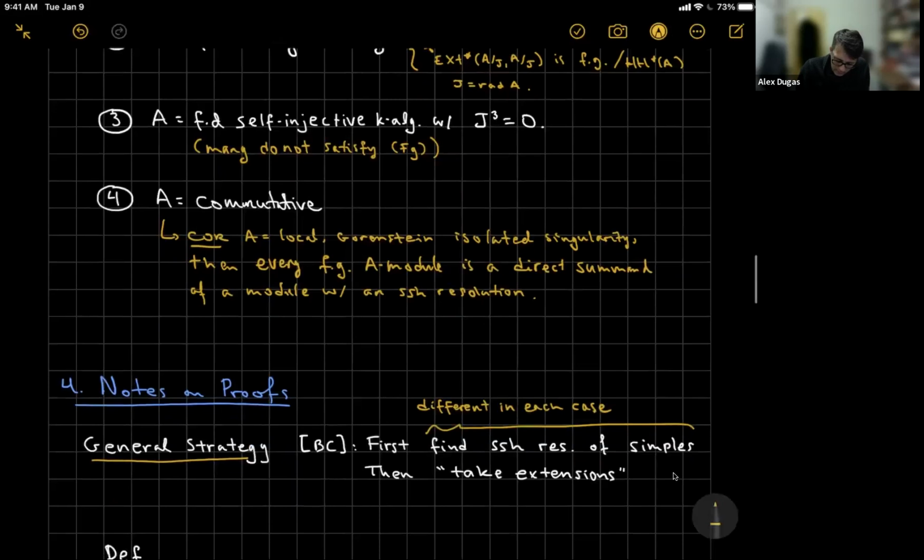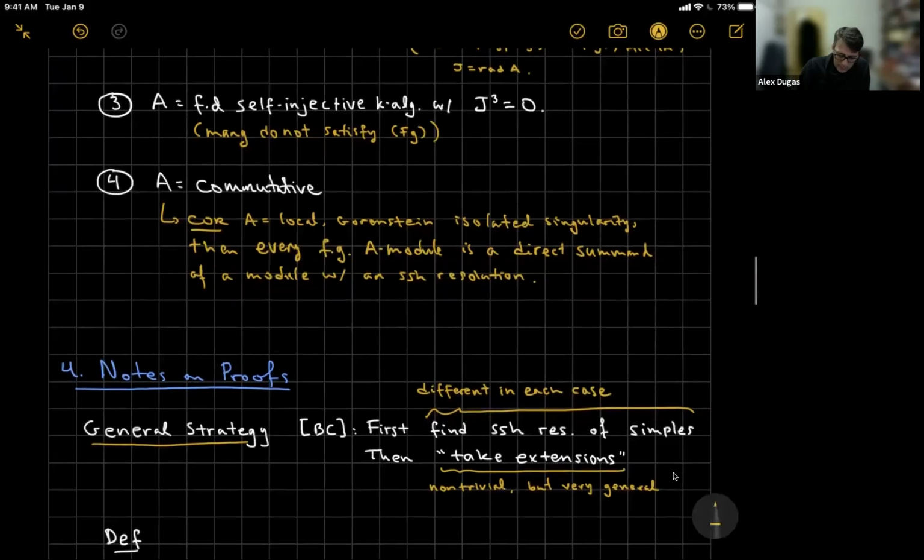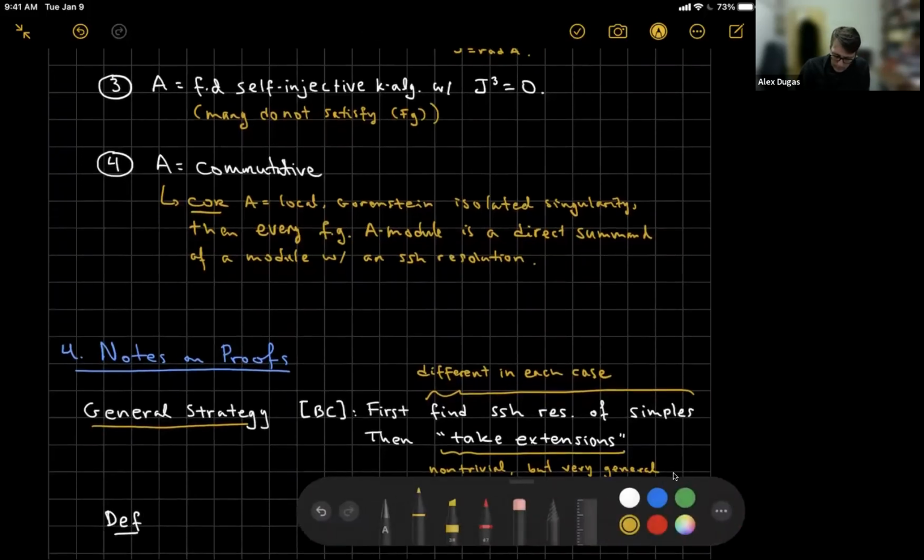However, the second part of this is a bit non-trivial, but it's very general. So this works. This is basically the same process in all of the cases. And so I want to say some remarks about that first.